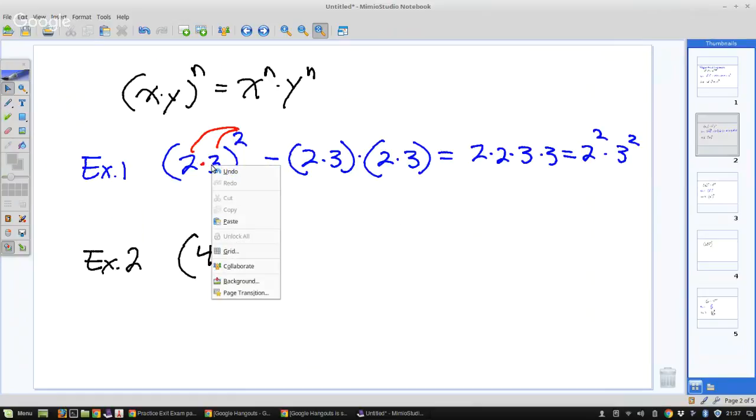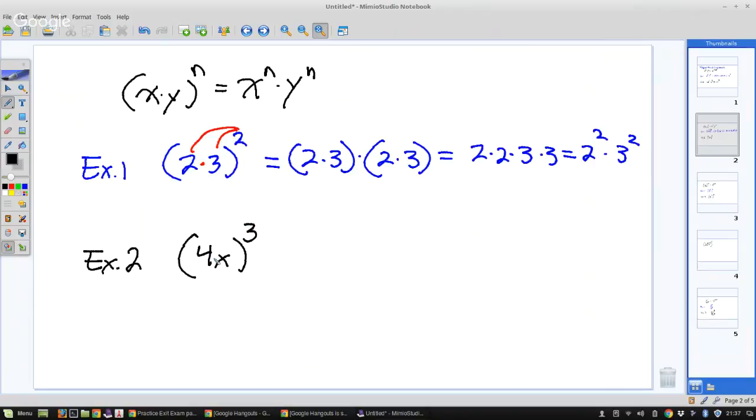Now this only works on multiplication and division. It doesn't work with addition or subtraction. So if that was a plus in there, we're out of luck. Try something else. So this is a shortcut rule that only works for multiplication.